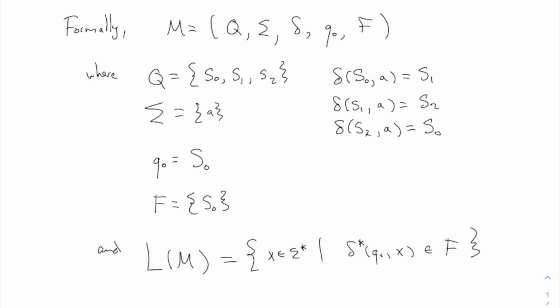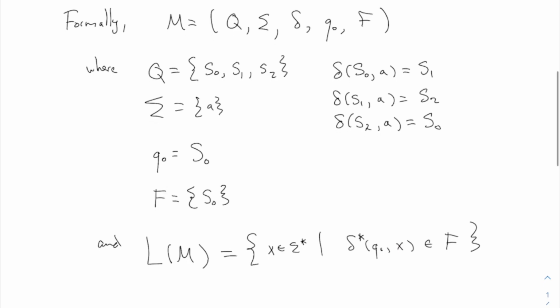Remember, delta star is the same as the delta, only you are allowed to plug a long string into delta star. Now, delta by itself only handles one letter at a time, but more often we are interested in delta star, where you plug a whole string into the machine. So this says, if I start in the starting state, Q0, and I read the whole string X, then this should be an element of F.